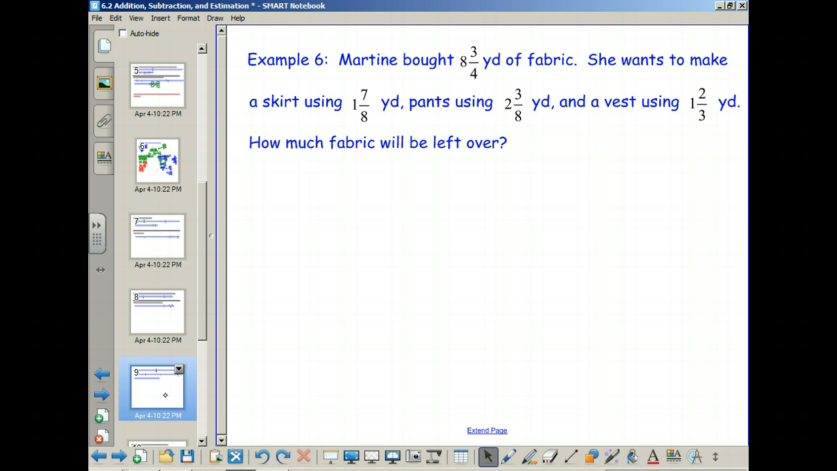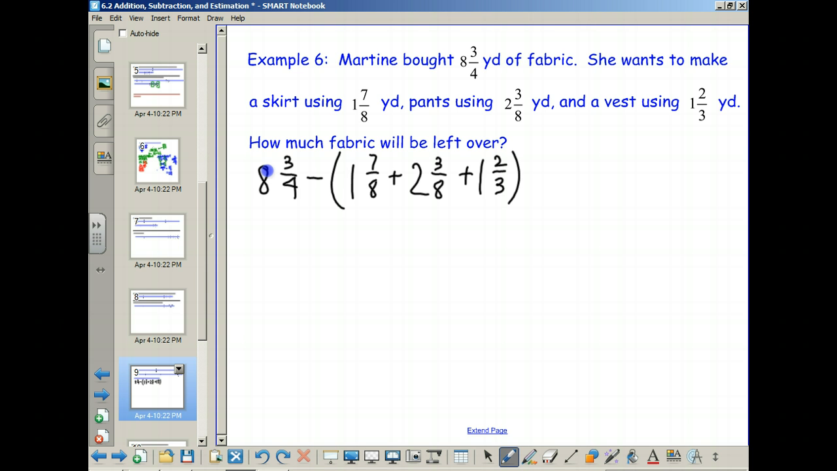So literally what we're going to do is take 8 3/4, and we're going to subtract a sum. The sum is 1 7/8 plus 2 3/8 plus 1 2/3. Okay. Now, since it is less familiar to you, I am going to do that method 1 from last time on this problem, because I want you to feel how that actually works again if you've never seen it before today.